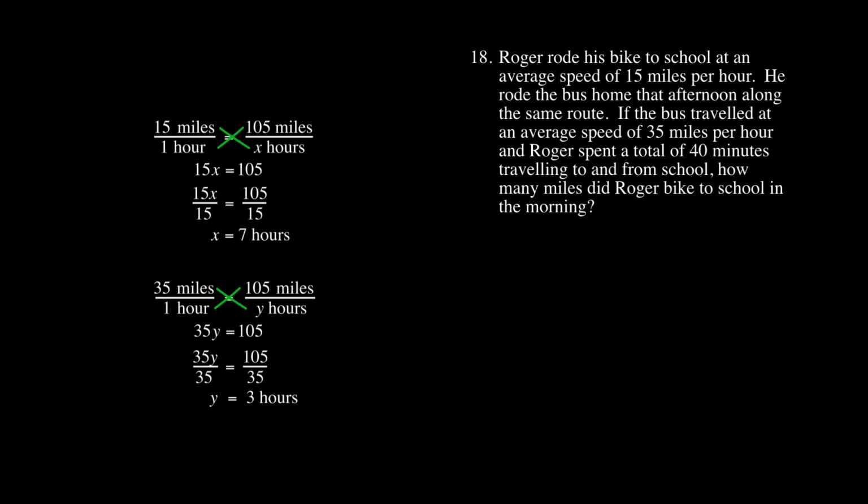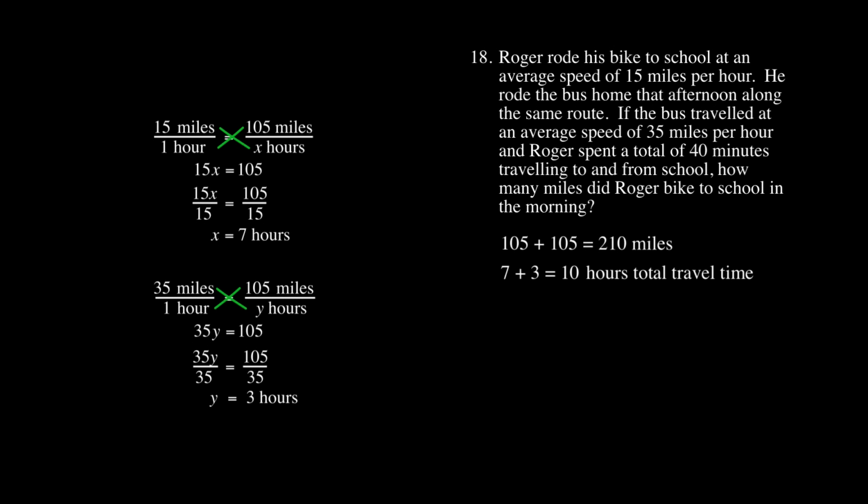Well, he's traveling both to school and home. So to school is 105 miles, home is 105 miles, so for the entire trip, he's going a distance of 210 miles. And how many hours is it taking him to do that? 7 hours to school, 3 hours on the bus ride home, so 7 plus 3 is a 10-hour time period. So he can travel 210 miles in 10 hours.